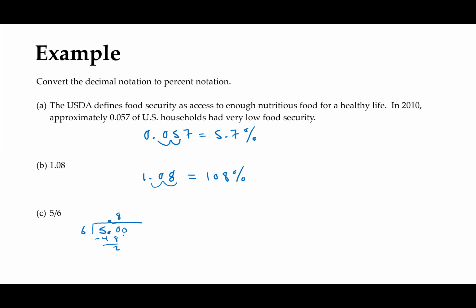Subtract, have a 2, bring it down. 6 goes into 20 3 times. 3 times 6 is 18. Subtract, I get 2, bring down another 0. 6 goes into 20 3 times. Do you see what's going to happen? These 3's are just going to repeat because I'm going to keep getting a remainder of 2. And so bringing down another 0, I'm going to continue to have 6 into 20 indefinitely. So 5/6 is really 0.83 repeating.